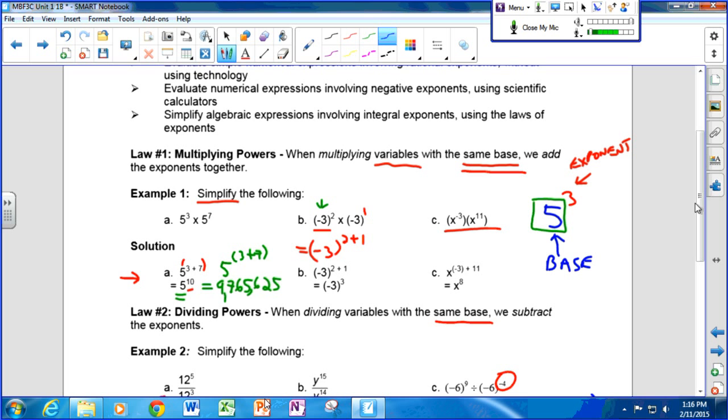So for the case of b, we do the same thing. We apply the law. We add the exponents together. So it's going to be negative 3 to the power 2 plus 1. And again, if you want to put the exponent calculation in brackets as well, you're welcome to do that. It clarifies things tremendously.